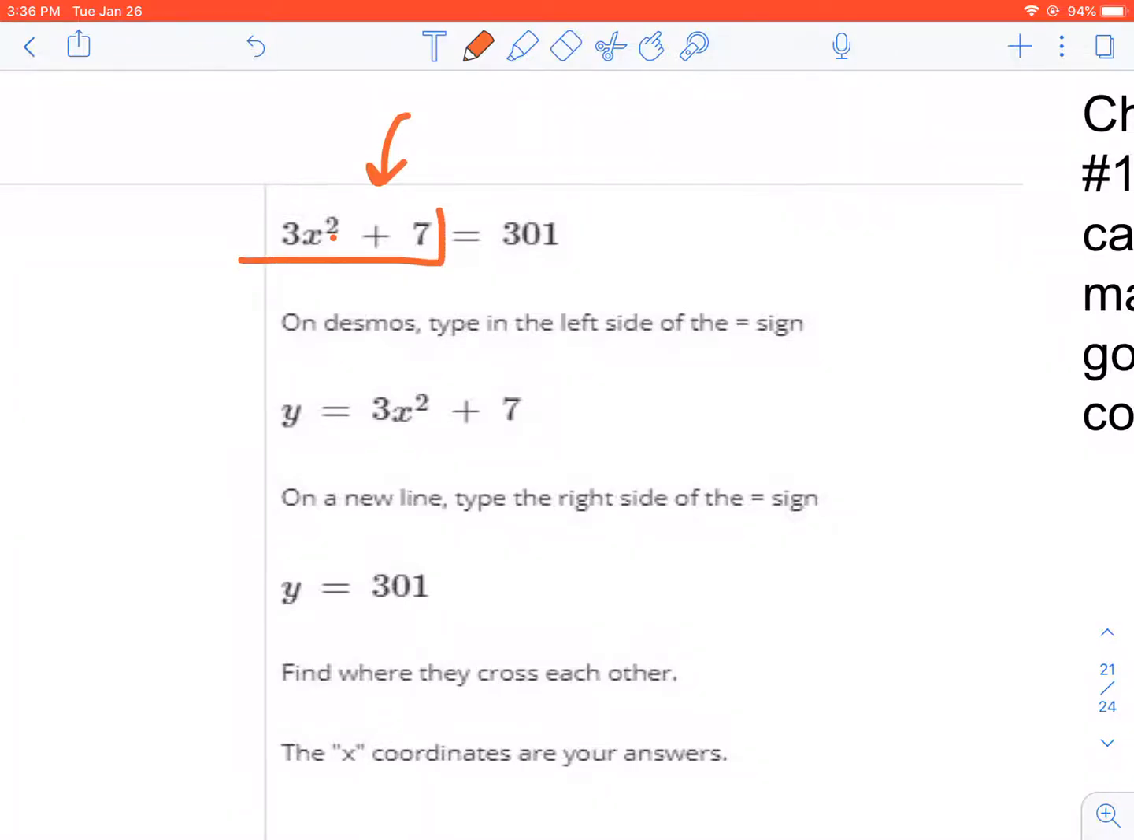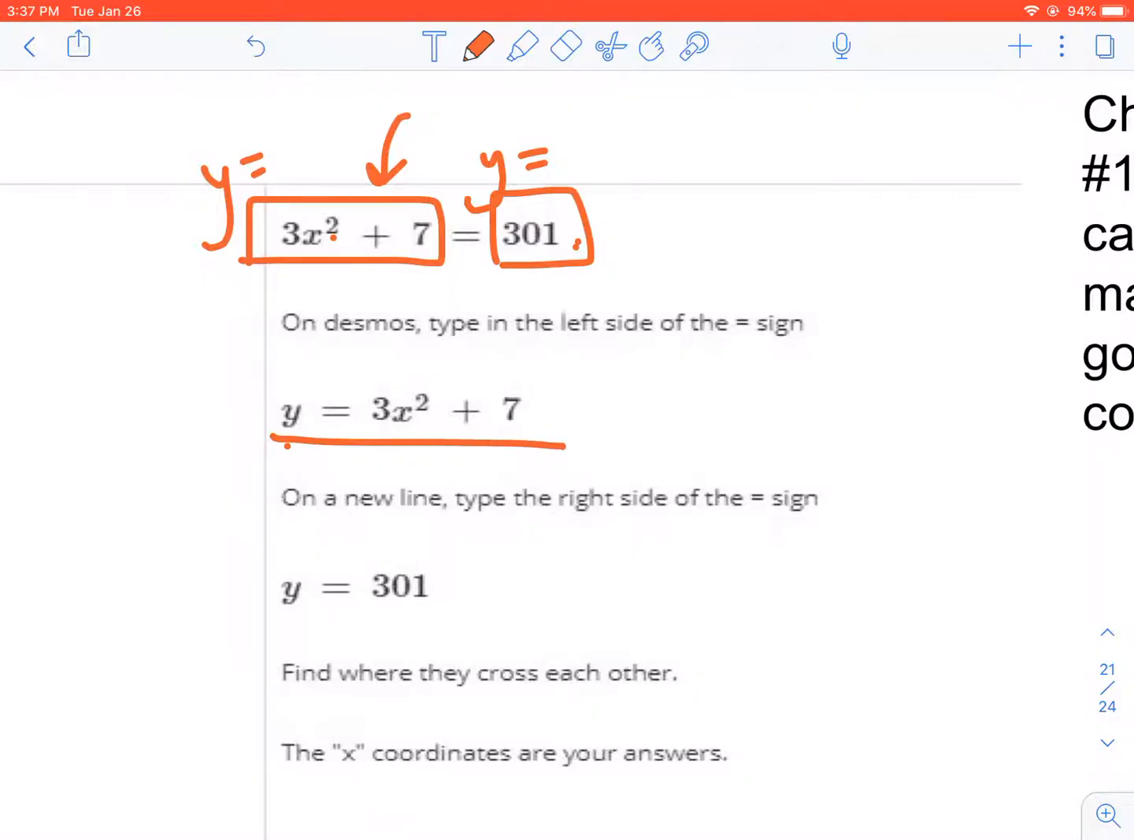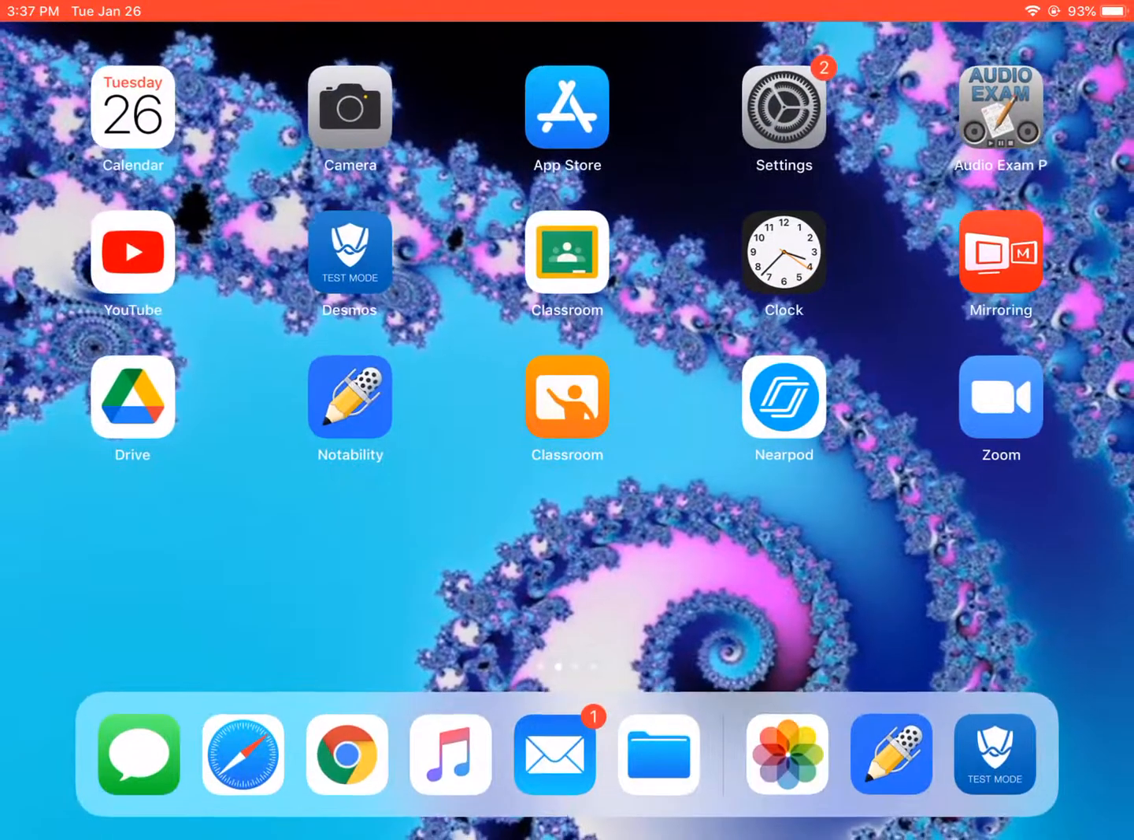So we're going to do box, box. And remember that whenever we do this on Desmos, we need to type in y equals. Because if you don't type in y equals, it will not graph this one on the right because it's just a plain number and it thinks you're going to calculate with it. So we need to type in y equals 3x squared plus 7 and then y equals 301. We're going to type those in.